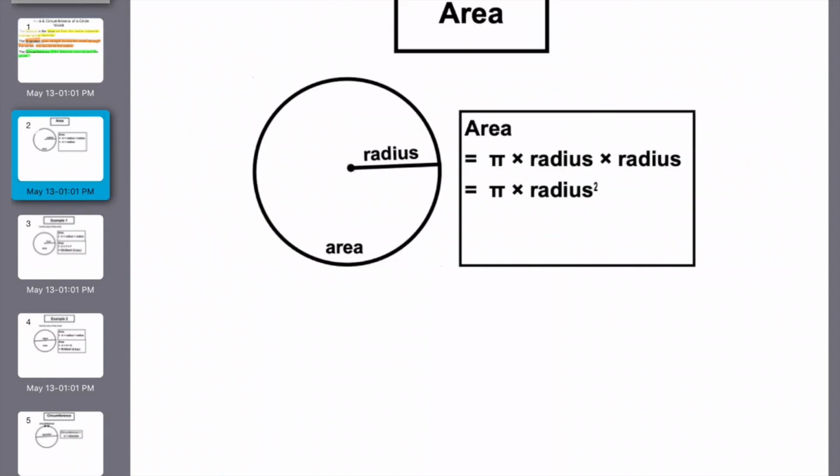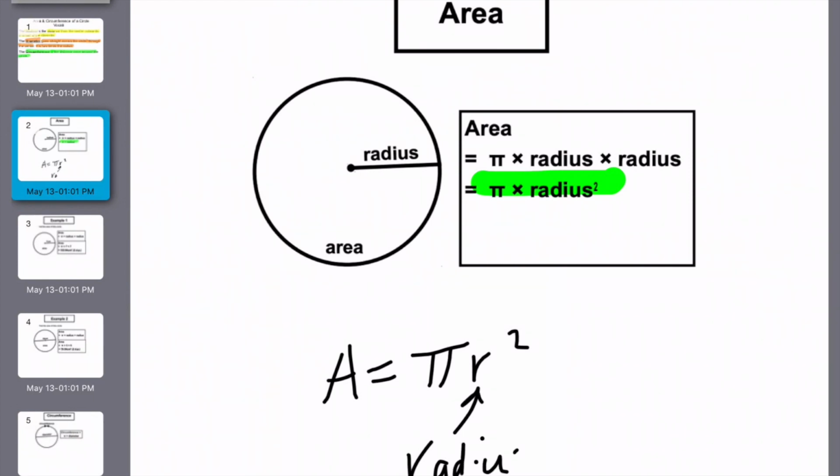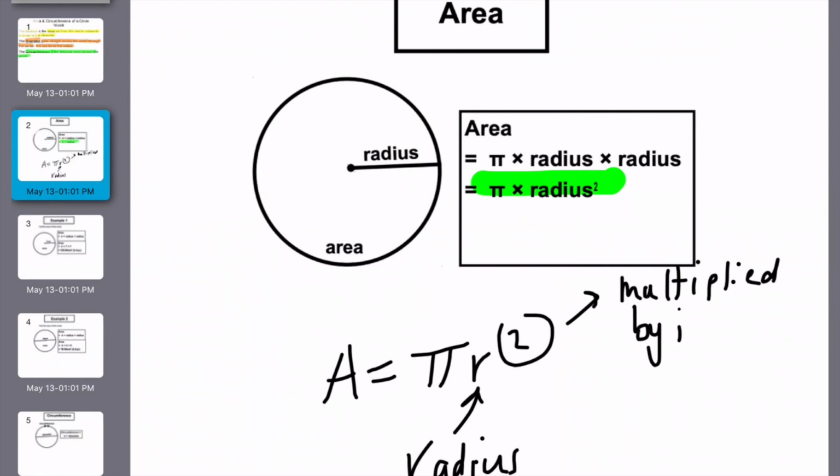So, how do I go about finding area? Area is pi times radius, or it's pi times the radius squared. Many times you'll see A equals pi r squared, where r is your radius. This second power right here really just means multiplied by itself twice, which is also why they have times radius right up here. Okay, so let's look at a couple examples.